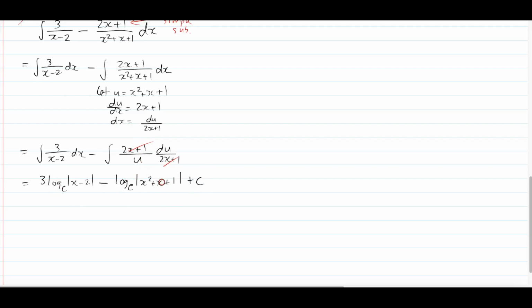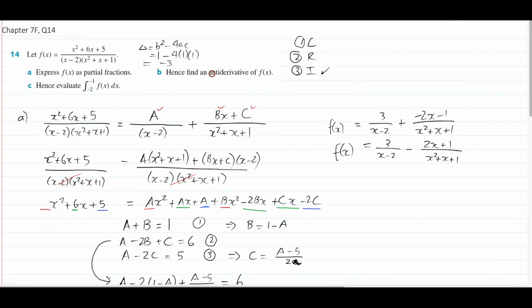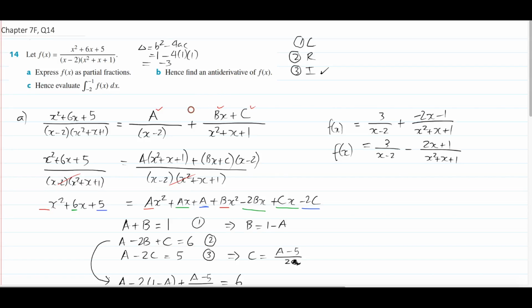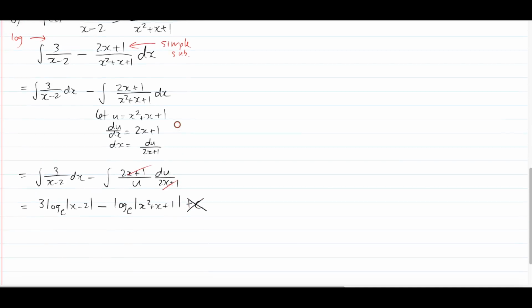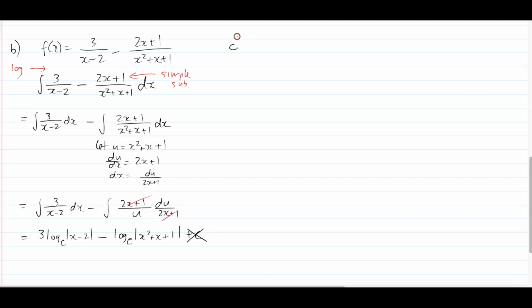I think if you read the question again, it says find an antiderivative. So technically, you don't really need the plus c. So up to you, you can put the plus c or you can just not put the plus c, right? So that is part B. I'll do part C on the right hand side.